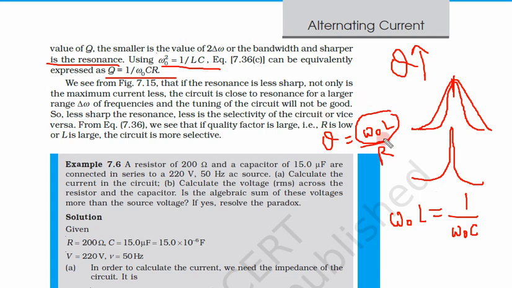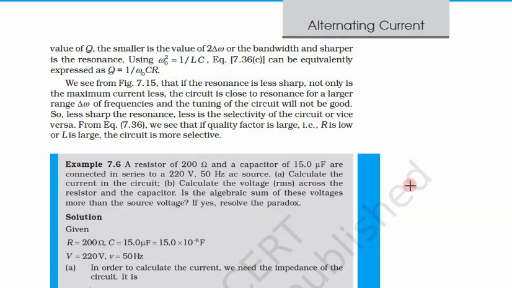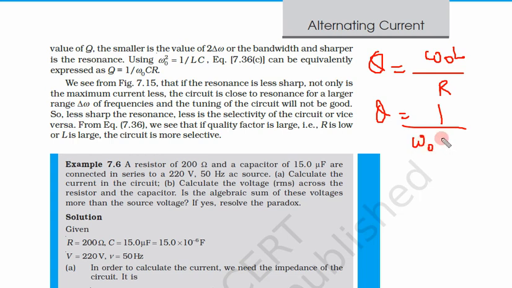So when we put this value, what we get? Quality factor is equal to 1 upon omega 0 CR. So this is quality factor in terms of capacitance. That was quality factor in terms of reactance. So in terms of reactance, this quality factor is omega 0 L by R. In terms of capacitance, this is 1 by omega 0 CR. So this is the quality factor.